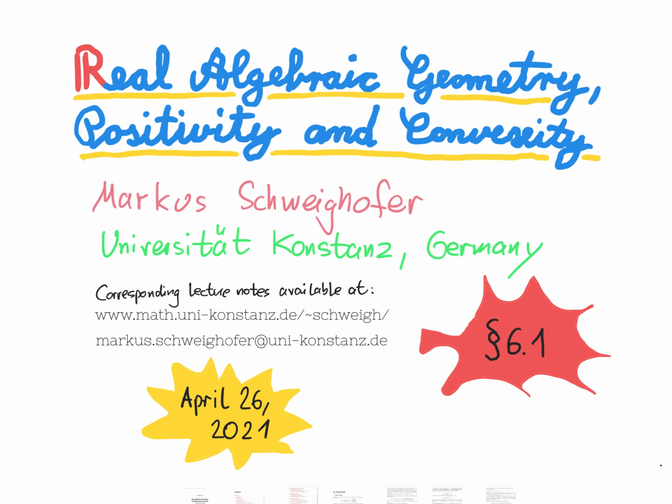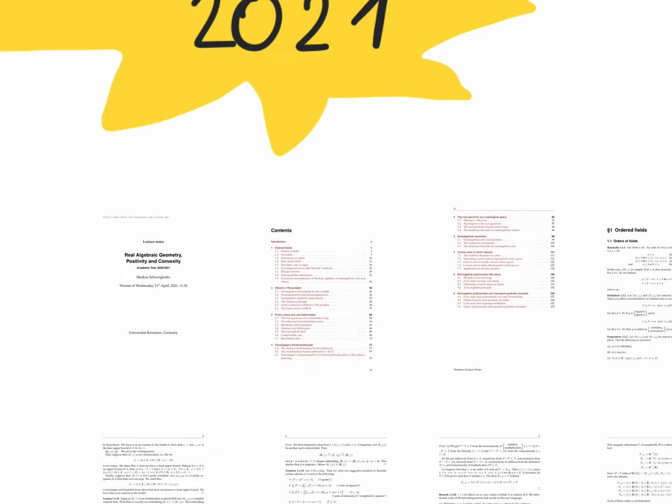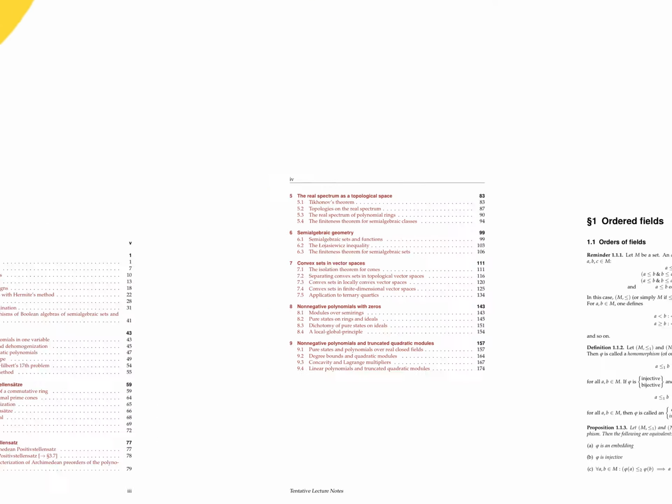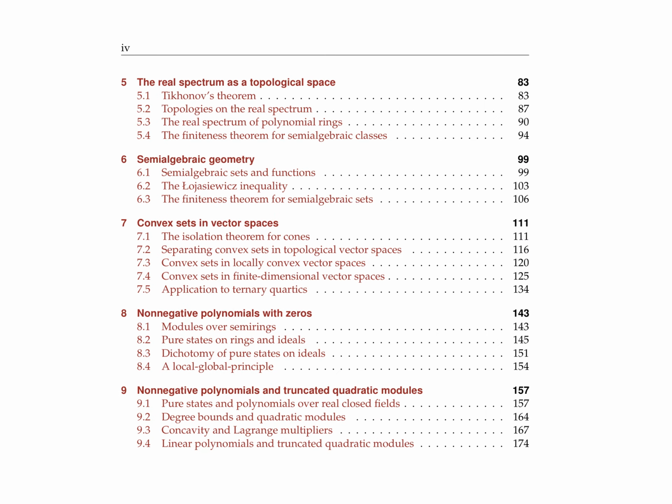Today we begin with chapter 6 in our lecture notes about semi-algebraic geometry. So that's the geometry of semi-algebraic sets and semi-algebraic functions. Actually, the section we will treat today is 6.1 about semi-algebraic sets and functions. That means semi-algebraic functions, which we will introduce.